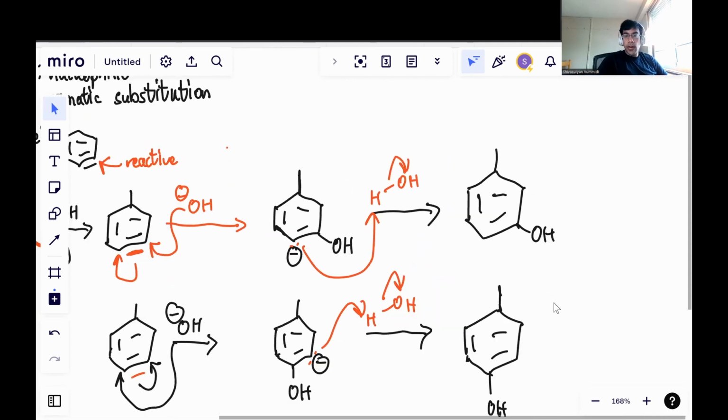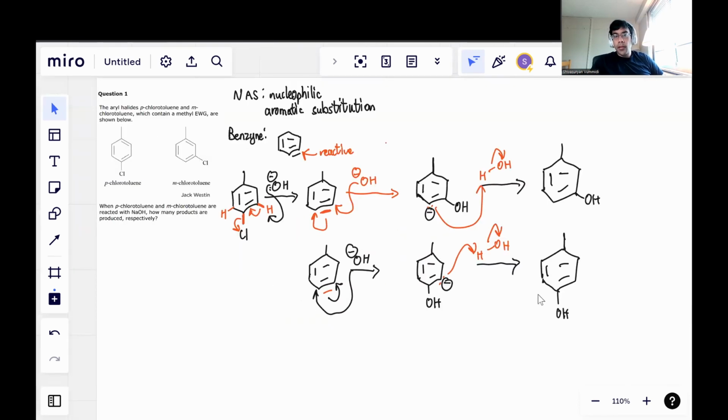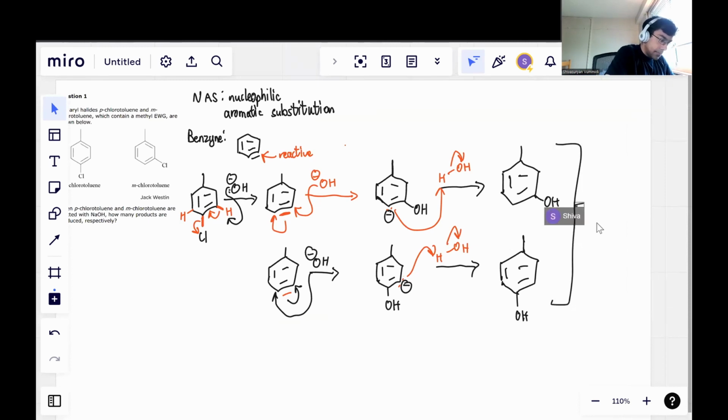So if you look at the mechanisms, call this m-methylphenol, or meta-methylphenol. Or you could, in theory, just call it, I think this is a cresol, bifunctional group. But basically, this is what you get. You get two different products.